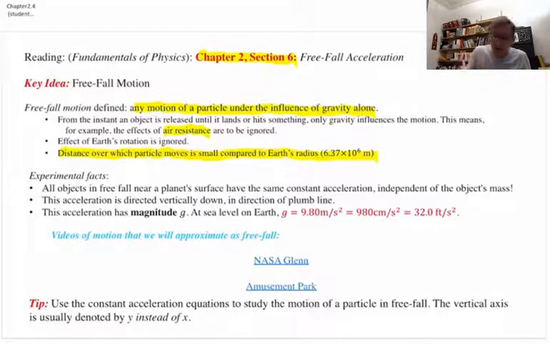If you're curious, by the way, as to what Earth's radius is in the SI system, it's 6.37 times 10 to the 6 meters. That's 6,370,000 meters.